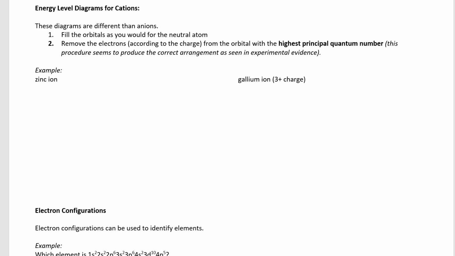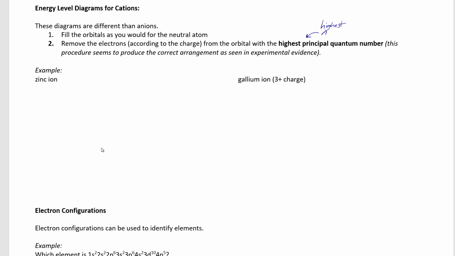So you go to the orbital that has the highest principal quantum number, that's basically your n, okay? And you take the electrons from the highest n. This procedure seems to produce the correct arrangement as seen in experimental evidence. We find that atoms, when they lose their electrons, tend to lose them from the shell with the highest principal quantum number.